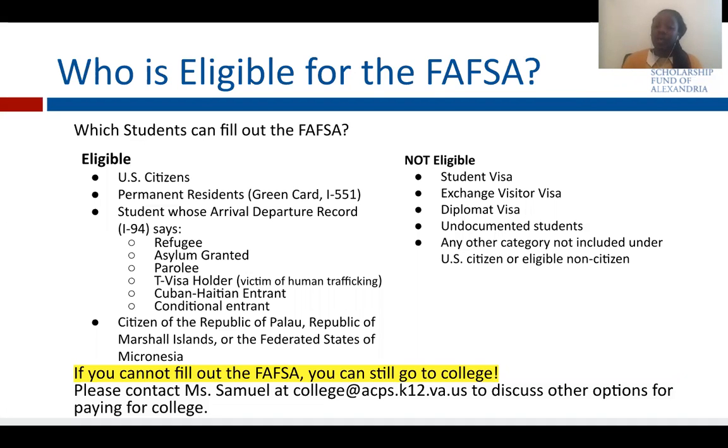Students who are not eligible to complete the FAFSA electronically include students who are in the States on a student visa, on an exchange visitor visa, a diplomat visa, or students who are undocumented, or students who are on any category that is not listed on the categories to the left. Now, just because you cannot complete the FAFSA electronically does not mean that you cannot receive aid. If you are in one of these categories, please reach out to the Scholarship Fund of Alexandria so we can counsel you on ways that you can finance your college education.